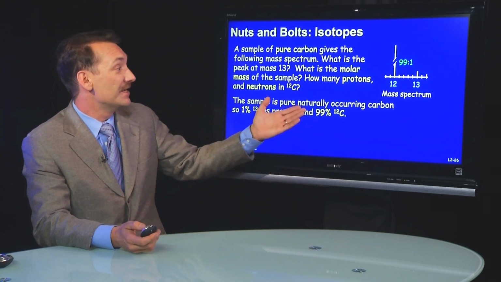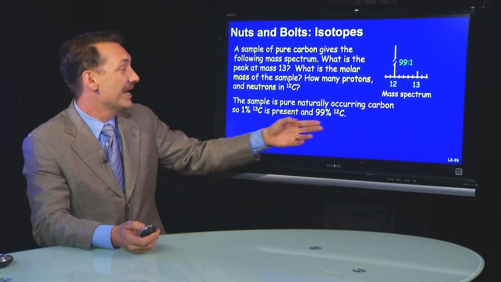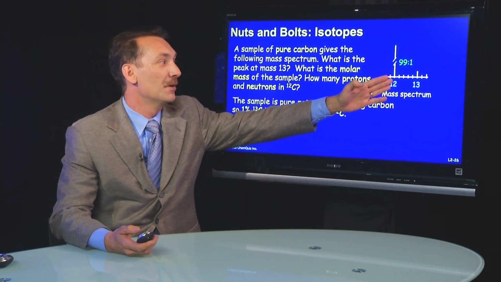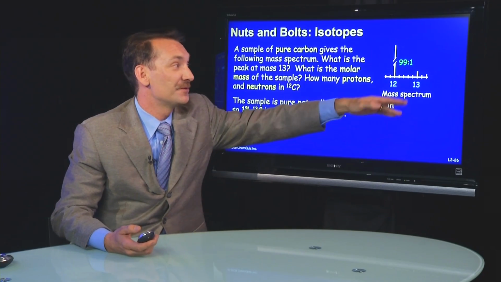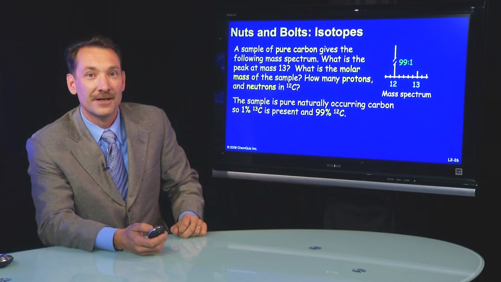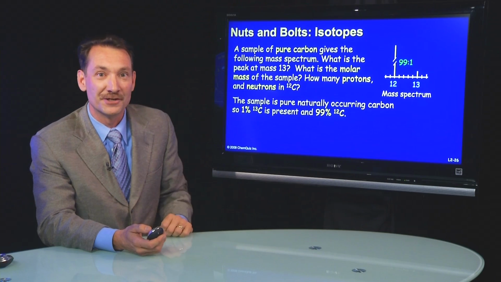The sample is naturally occurring carbon, so it's 1% carbon-13 and 99% carbon-12. And that's reflected in the mass spectrum, a peak about 100 times as big at 12 as you have at 13. So that explains the mass spectrum, the naturally occurring isotope carbon-13.